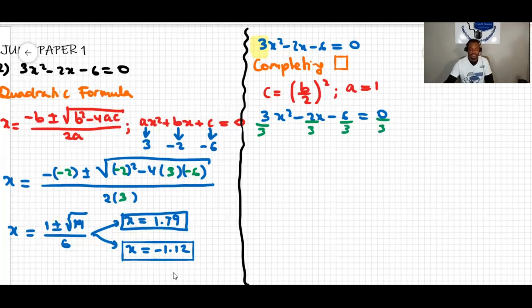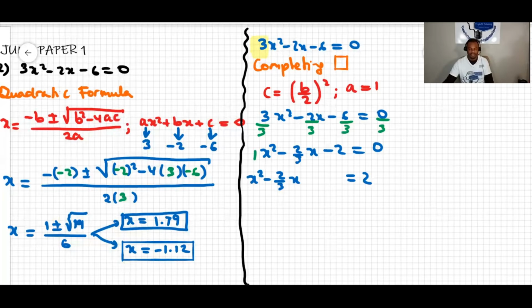And now that's going to be x squared minus 2/3 x minus 2 equal to 0. Okay. Now that the coefficient of x squared is just 1, we can apply that formula for c. So we're going to write x squared minus 2/3 x. We're going to move the negative 2 over, and it becomes positive 2.